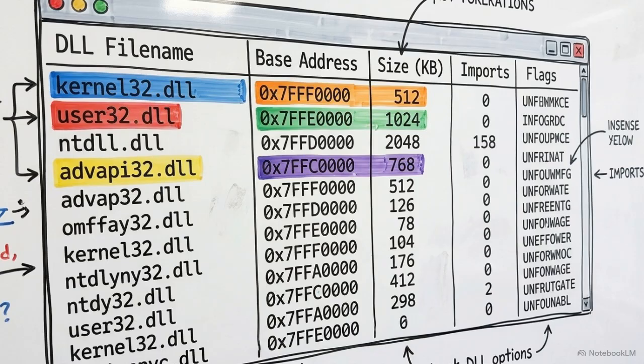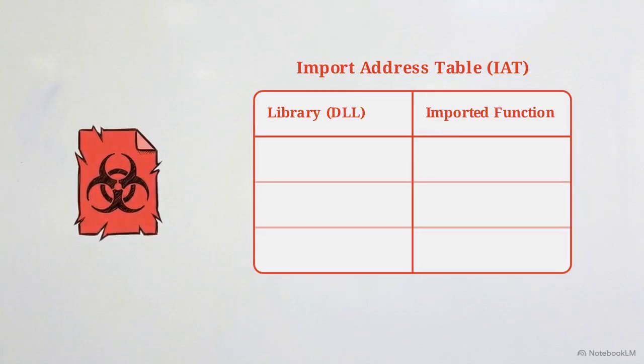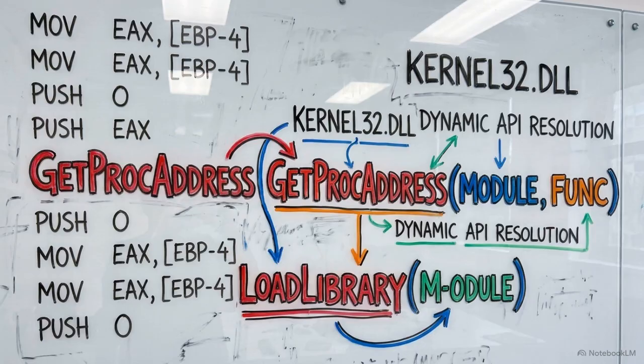We then shift our focus to the Import Address Table, or IAT. This table lists the specific external Windows API functions a program requires from the operating system to operate. Encountering a zero-length import table in a Windows executable is a severe structural red flag. It indicates the binary is deliberately hiding its capabilities by resolving its required API calls dynamically while running.